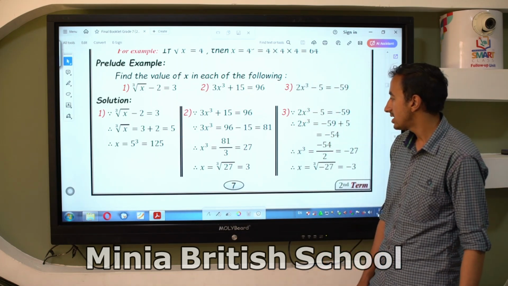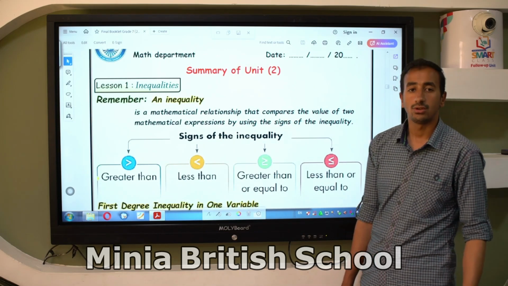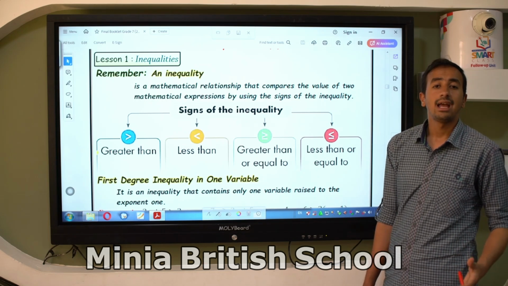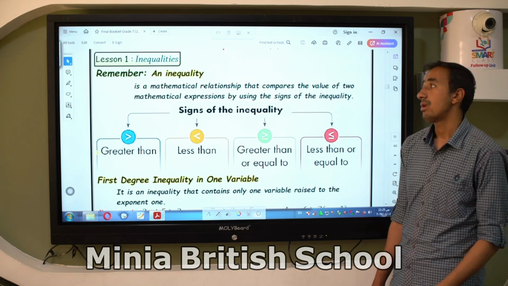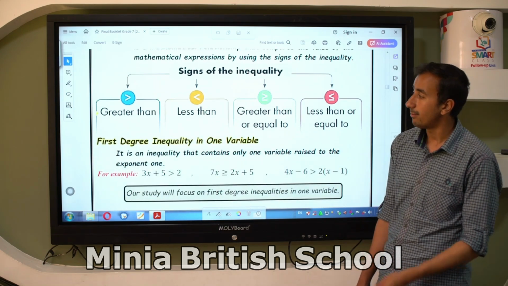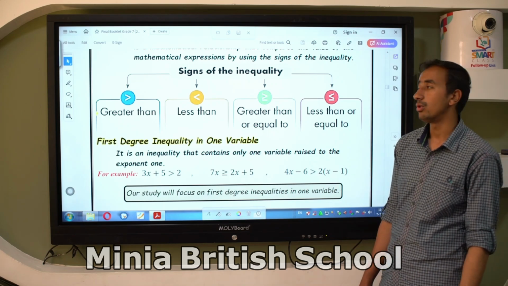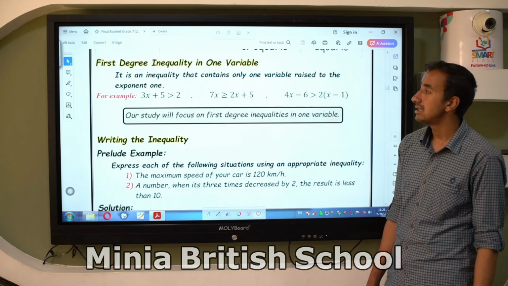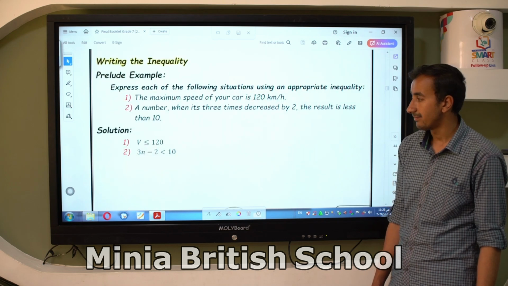Here we finished lesson 3 and finished unit 1. We have unit 2 here. It's talking about inequality and how to multiply and divide expressions. An inequality must have one of these symbols: greater than, smaller than, greater than or equal, or smaller than or equal. Okay? Here is the first degree inequality in one variable.